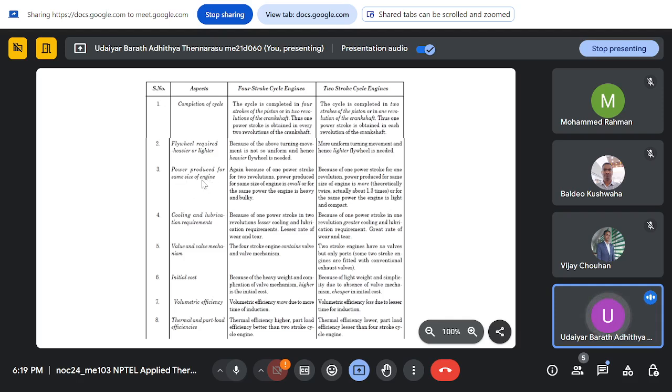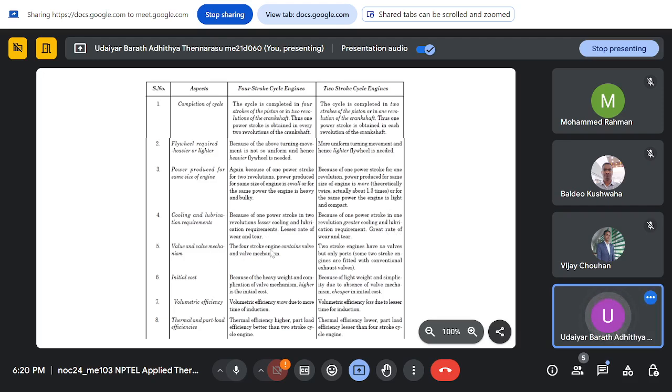Power produced for the same size: because there is 1 power stroke for 2 revolutions in a 4-stroke engine, the power produced for a smaller size engine is small, or for the same power the engine is heavy or bulky. So in a 2-stroke engine you are getting more power, or the engine size is smaller. And for cooling and lubrication requirement, because of 1 power stroke in 2 revolutions, a 4-stroke has lesser cooling or lubrication requirement. Here in the 2-stroke you require higher lubrication and cooling.